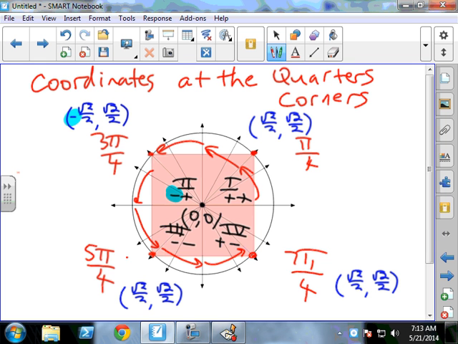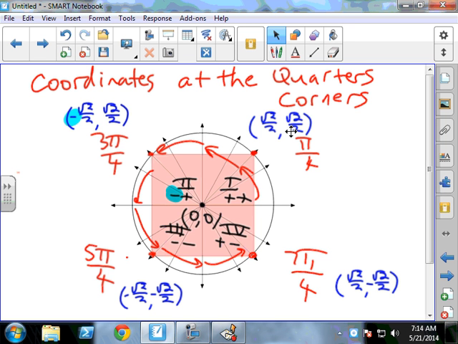So if we go down then to quadrant 3, down to 5 pi over 4, the signs are negative, so we're going to have negative rad 2 over 2 and negative rad 2 over 2. Okay? And then finally with the 7 pi over 4, the x-coordinate, the cosine, is going to be positive, but the y-coordinate, the sine, the sign of the sine is negative. So we're going to have a negative there. Okay? So those are the coordinates at the quarters or the corners. Okay?